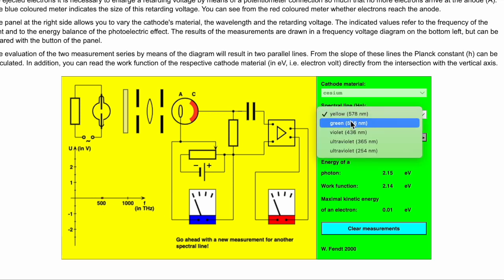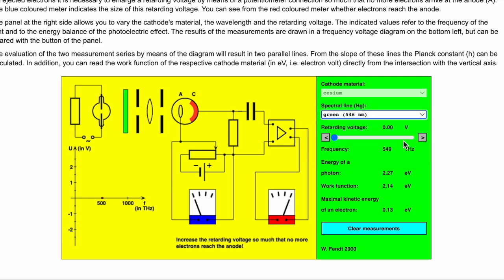So we can go to our second line here, our green line, and we can increase this until we see, we're watching our graph down here, that as we increase that voltage, we're going to get another line down here for this amount of the retarding voltage, or the stopping voltage in this case.